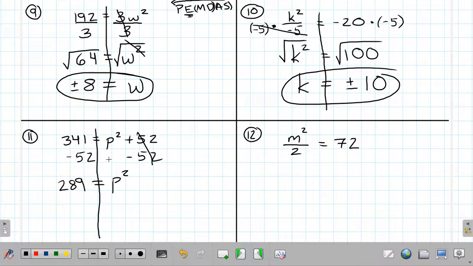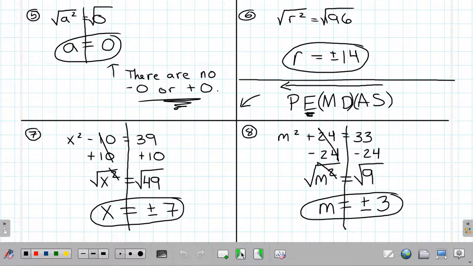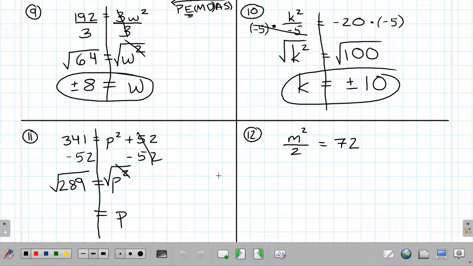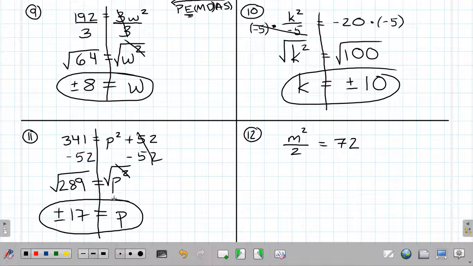Same thing here. After you do that calculation, the last step is take the square root, because we always want to get rid of the square, the exponent. So we get p. We already know what the square root of 289 is based on number 2. It's both positive and negative 17. If you look at the equation, p squared needs to be 289. There are two different numbers you can multiply times itself to give you 289.